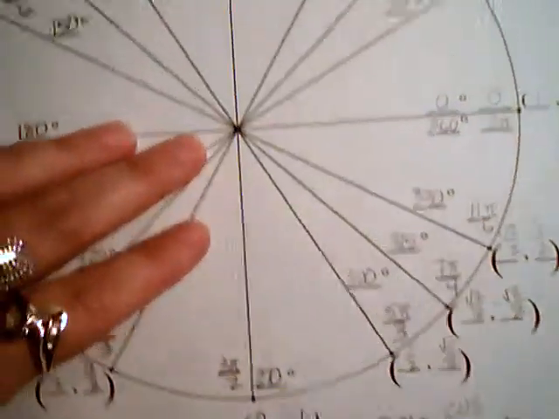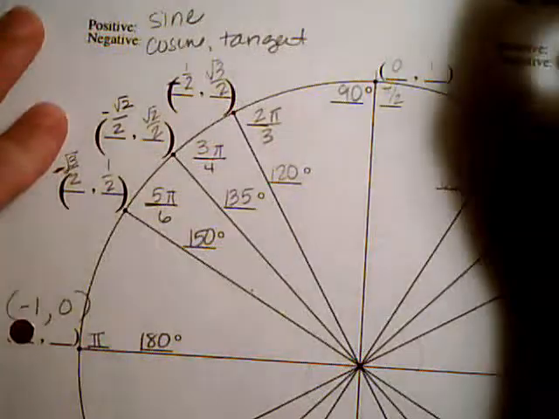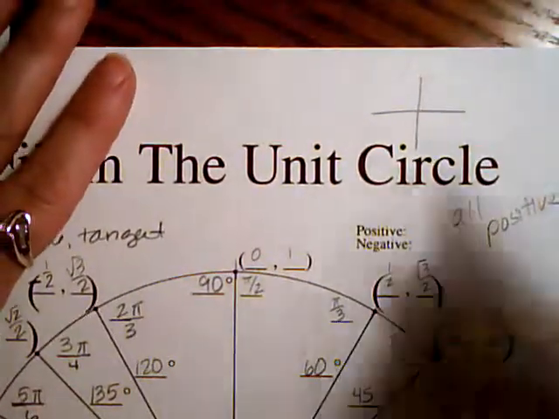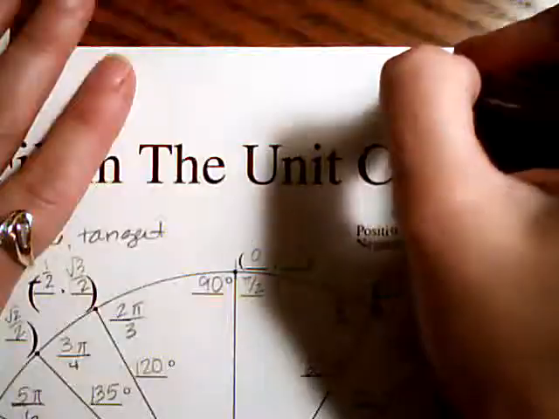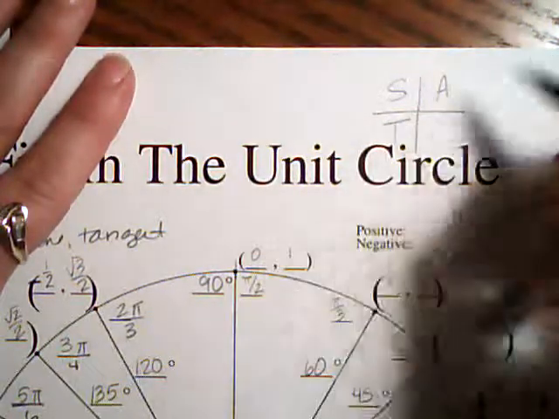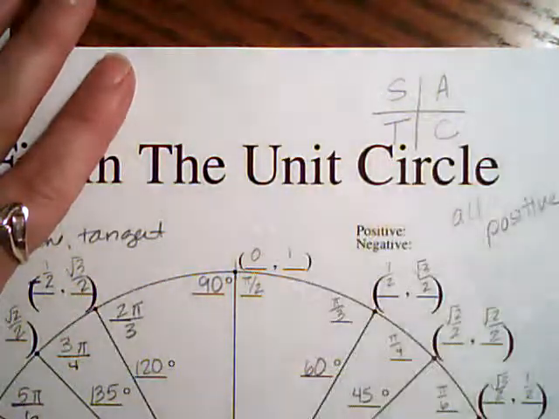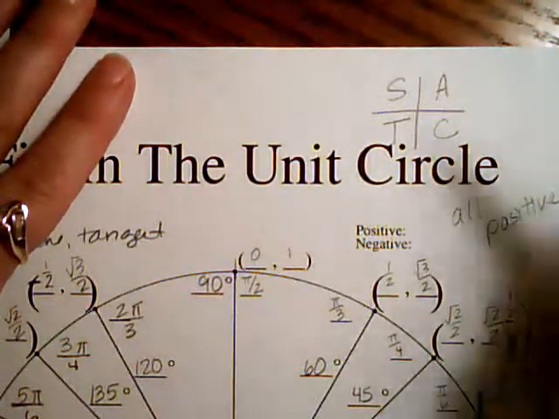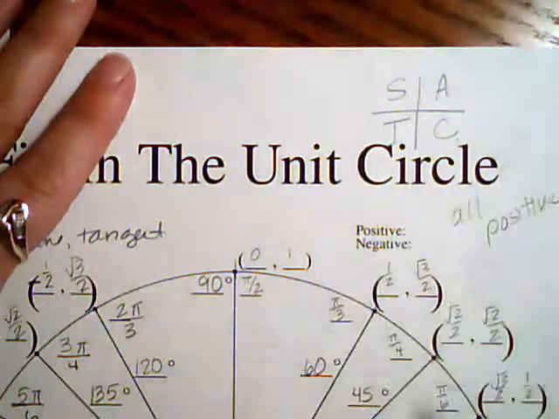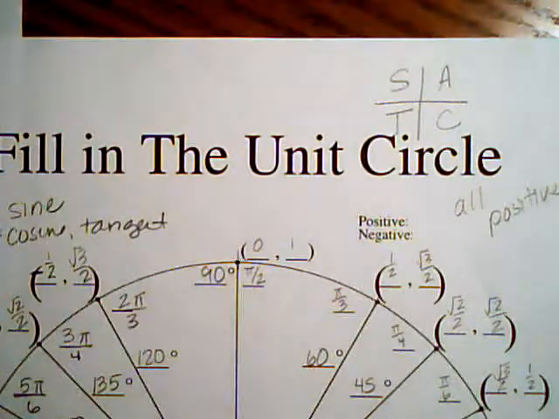Okay, so a way that you can remember that, I'll just kind of write this out for you. We say first quadrant, all are positive, sine is positive in the second, tangent's positive in the third, cosine is positive in the fourth. So we say all students take calculus. Okay, that's just a way that you can remember the signs of the functions.